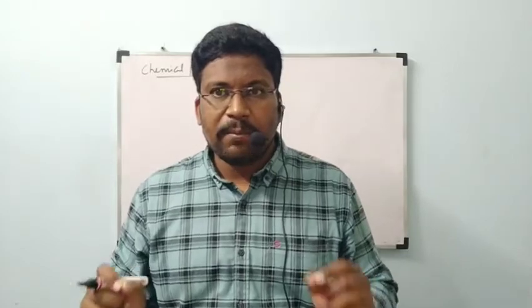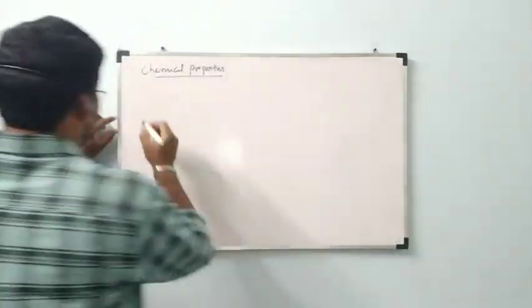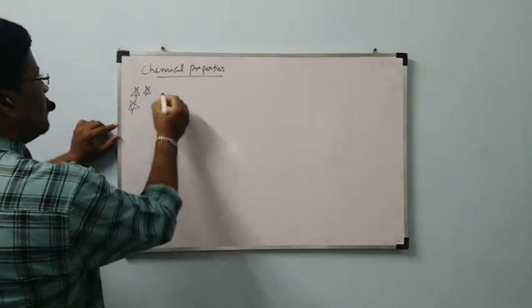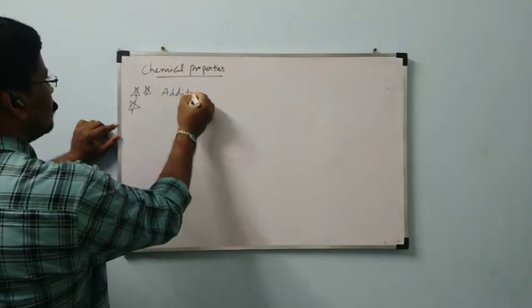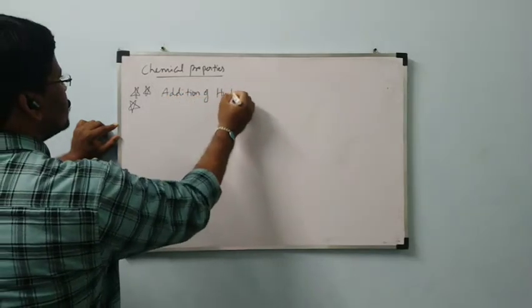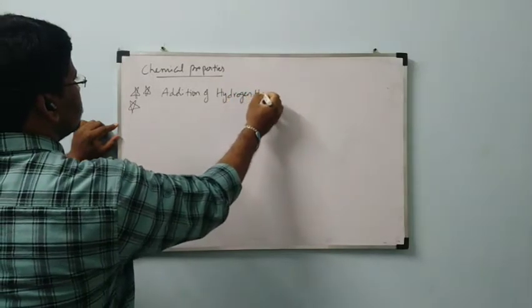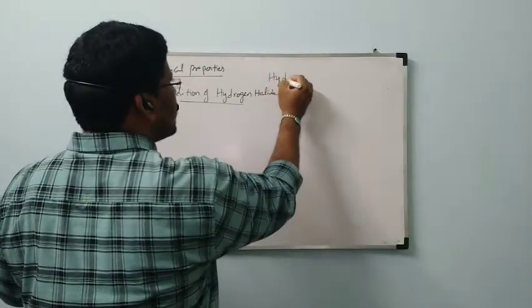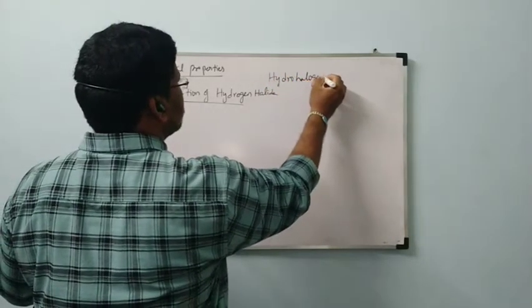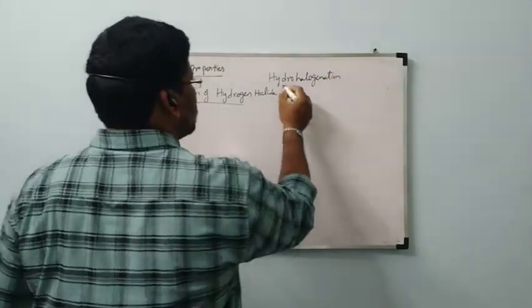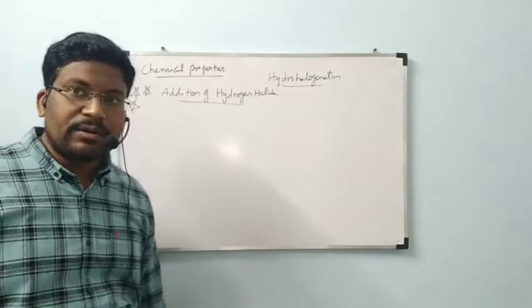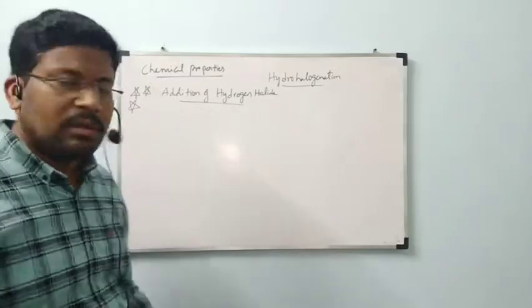Now we will go for the third chemical property, which is a very important chemical property: addition of hydrogen halide, which is also called hydrohalogenation. Addition of hydrogen halide, also called hydrohalogenation.